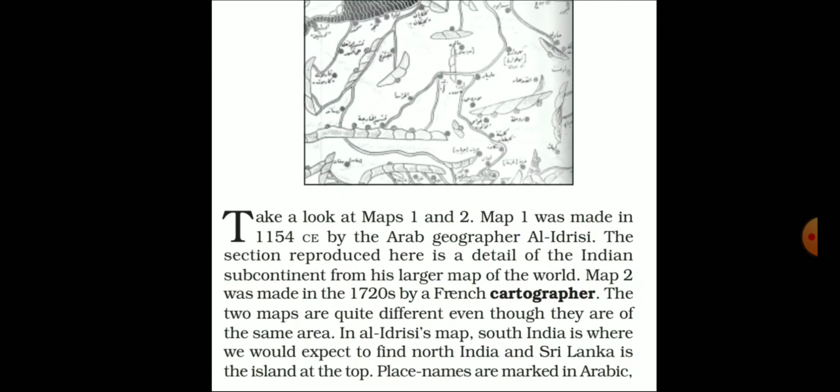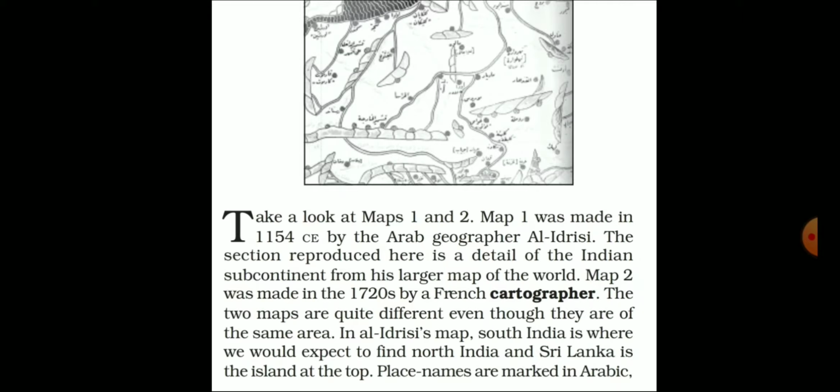Take a look at maps 1 and 2. Map 1 was made in 1154 CE. You all know about Common Era, or current period, by the Arab geographer Al-Idrisi. Geographer means a person who is an expert in the study of the physical features of our earth and its atmosphere, and of human activities that affect and are affected by it.